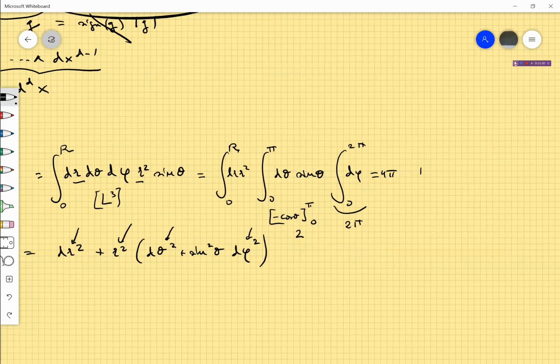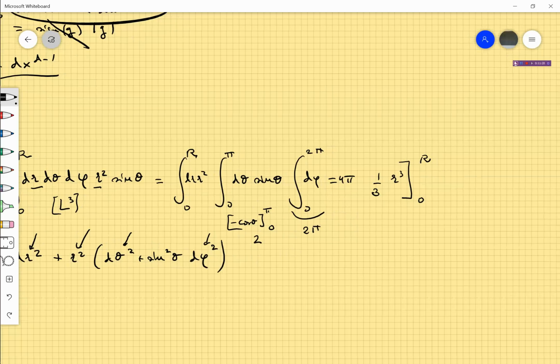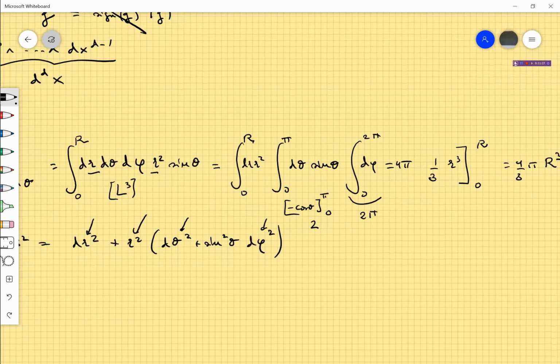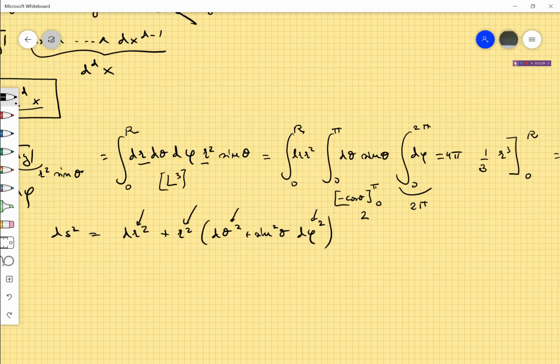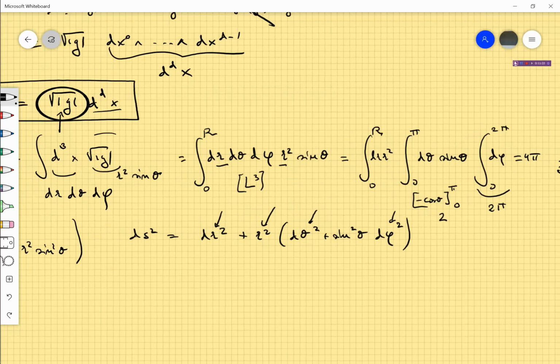And so this is 4 pi, which is the solid angle, and this integral in r is, as you know, one third of r cubed evaluated between r and 0. So it's just 4/3 pi r cubed, as you expect. But we would never have obtained this result if we had not taken into account this square root of g. Of course there are more pedestrian ways of generating more or less the same result.